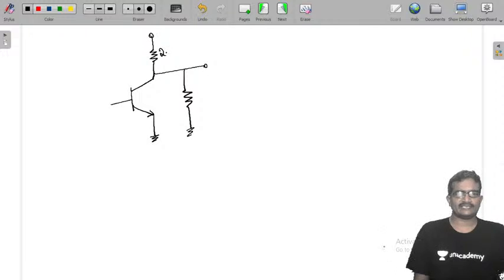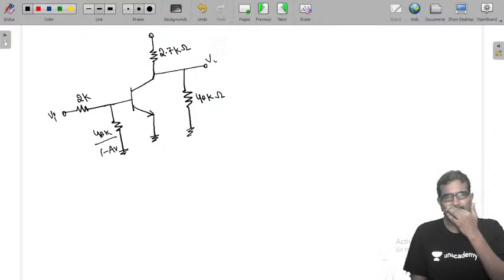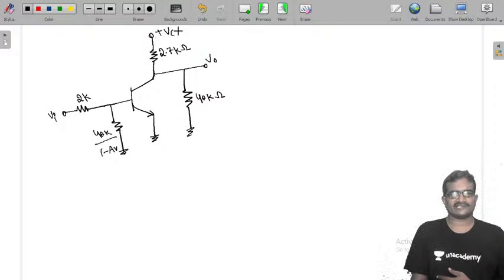It is 2.7K. It is 40K. It is 40K by 1 minus AV. Here is 2K. It is VI. Now this is V0. It is plus VCC. This is our circuit.